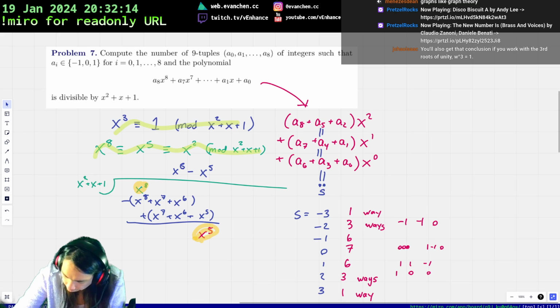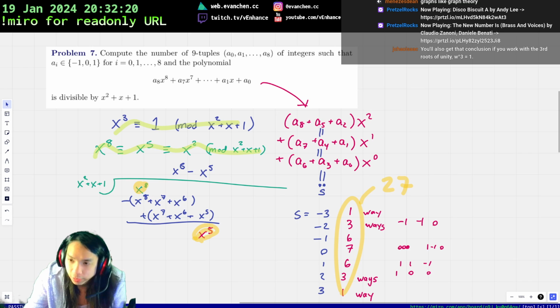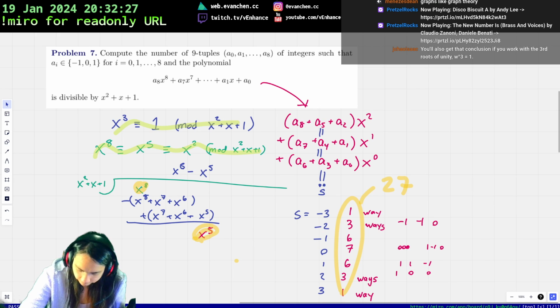So this is 7. And the way you can double check that you didn't make a mistake here is that these numbers should add up to 27, which they do. So, this is the counts. And therefore, the answer is the sum of the cubes of these numbers.